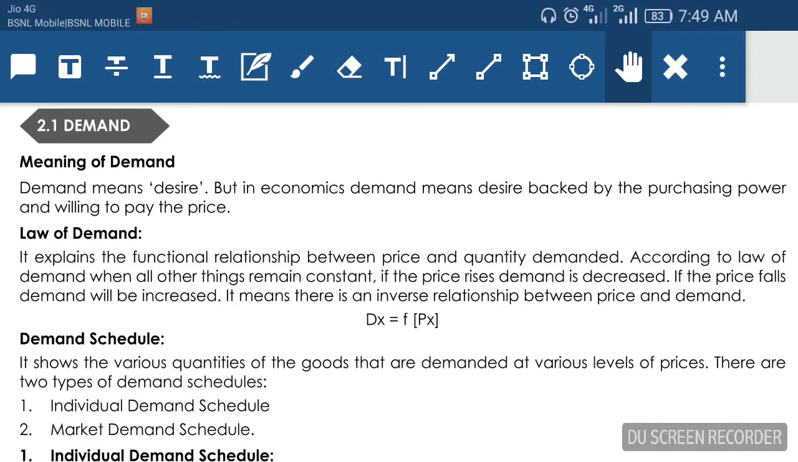For today's class, I will be taking lectures on demand, law of demand, why the demand curve slopes downward, and exemptions to the law of demand. These four topics will be covered in today's lecture.